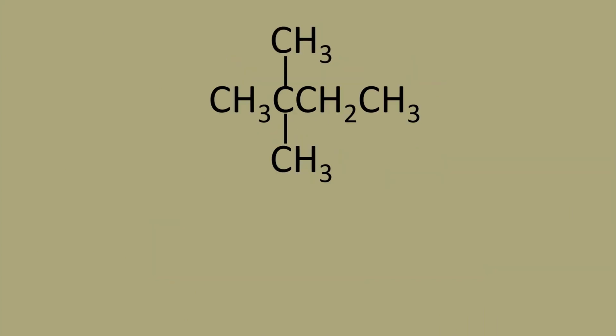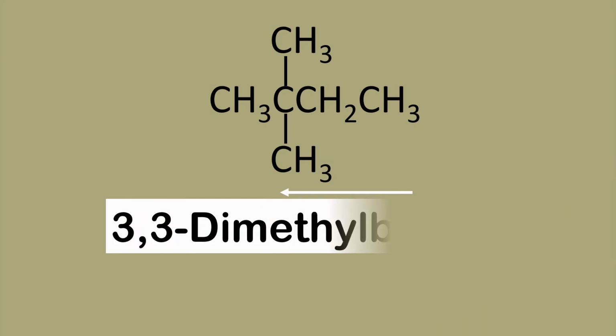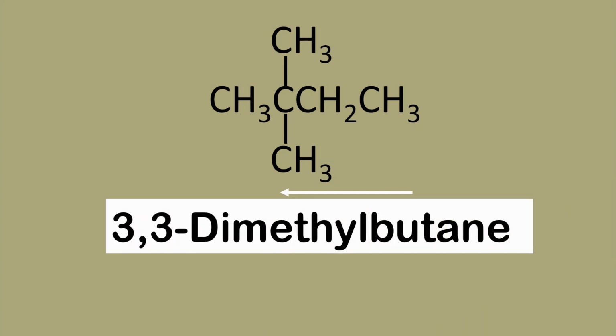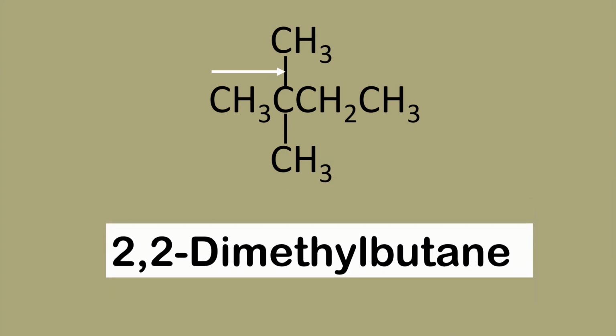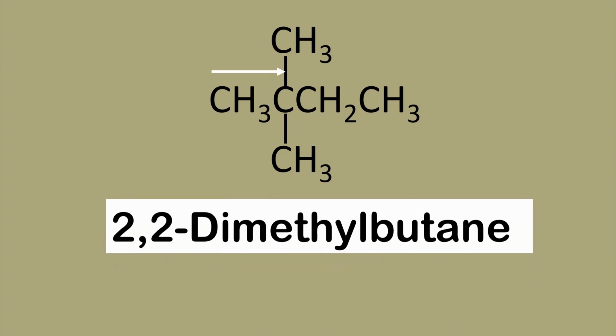What if we have another methyl group? So we can count from either side. In that case, it is 3,3-dimethylbutane, but we can also count from the opposite end to give us 2,2-dimethylbutane. According to the lowest sum rule, we consider the direction which gives us the lowest sum. As a result, we shall consider 2,2-dimethylbutane as the correct name.